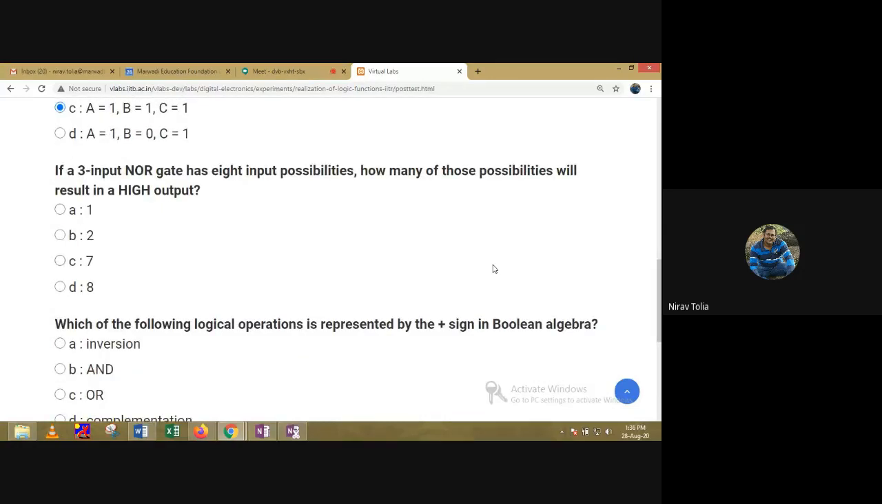Okay, now the third one. A three input NOR gate has eight input possibilities. How many of those possibilities will result in a high output? A) 1, B) 2, C) 7 or D) 8?